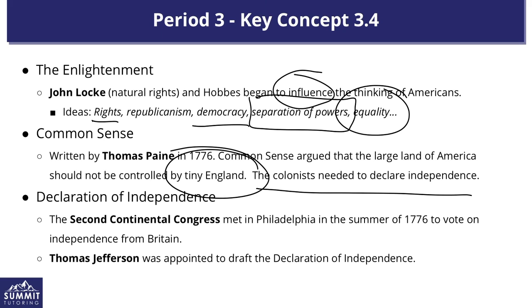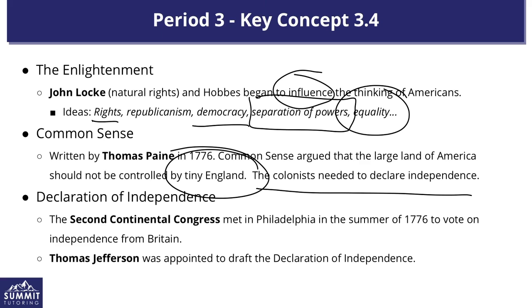All right. Now we're going to see the Declaration of Independence. We're going to see the Second Continental Congress come together. We're going to meet in Philly in the summer of 1776 to vote on independence from Britain. In this case, Thomas Jefferson is going to be appointed to draft the Declaration of Independence. He's going to be the main person writing this document and starting to form really the first formal collection of ideas that's going to lead to the actual Declaration of Independence.